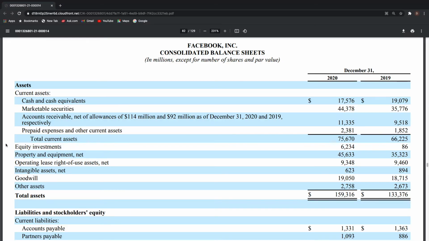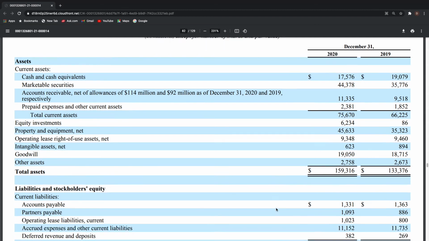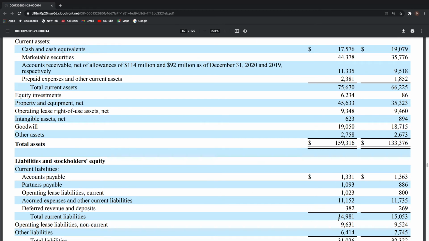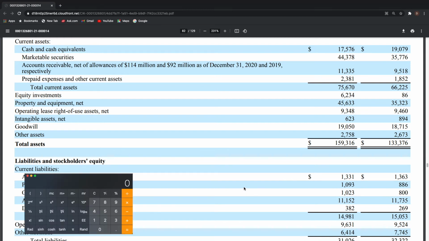So here we're looking at Facebook's consolidated balance sheet. And we can see here, as we look for the important things I mentioned before, we're looking for positive working capital. So we need to look here at our current assets minus our current liabilities. So we can see here Facebook total current assets 75,670, so that's 75 billion. And then we can go down and see the current liabilities, which shows us 14,981.